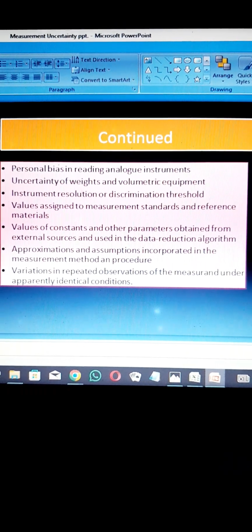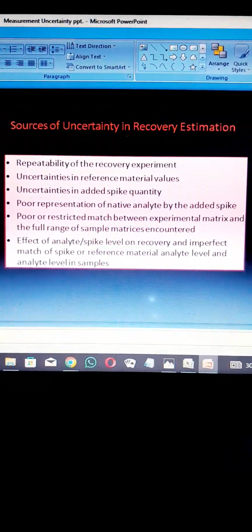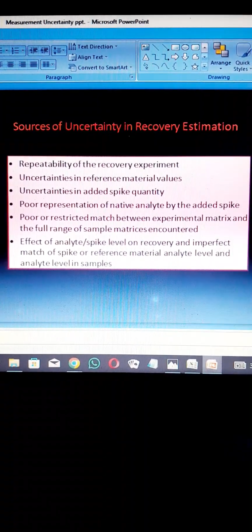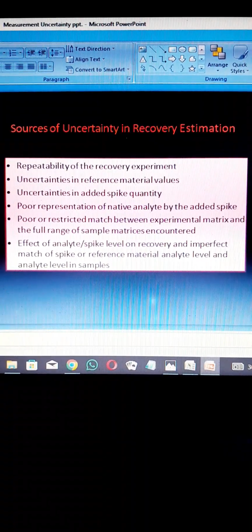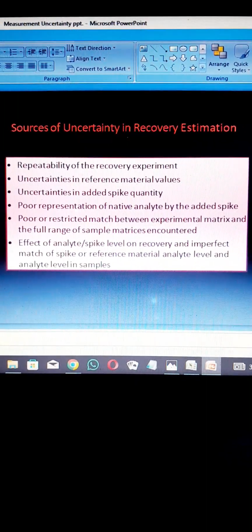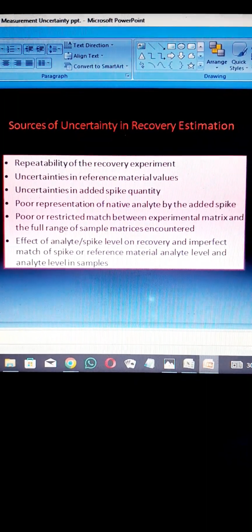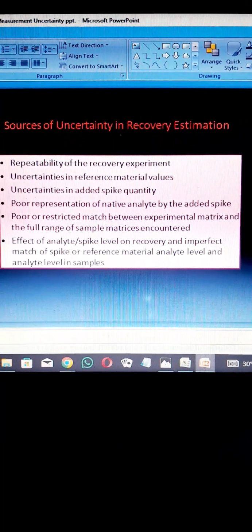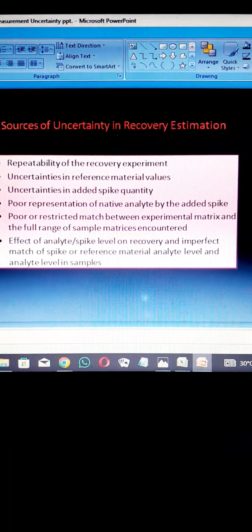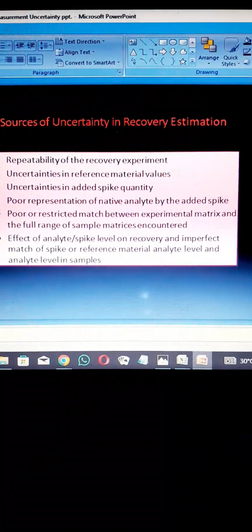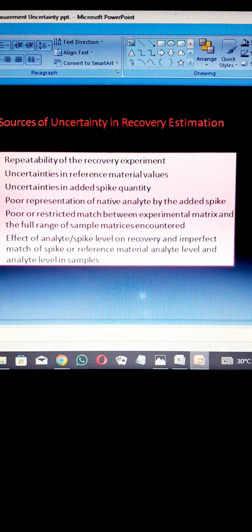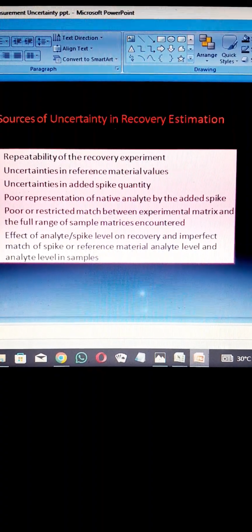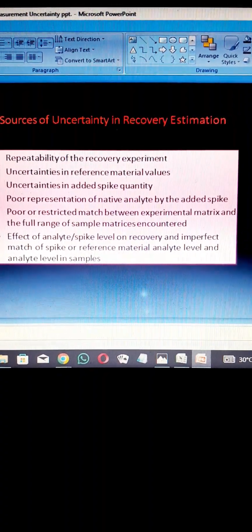Then come to sources of uncertainty in recovery estimation. Now these are the repeatability of the recovery experiment, uncertainty in the reference material value, and the uncertainty in the added spike quantity, and the poor representation of native analyte by the added spike, and the period and restricted mixing between the experiment and the matrix, and the effect of analyte or spike level on recovery, and the imperfect match of spike or reference material analyte level and analyte level in the sample.